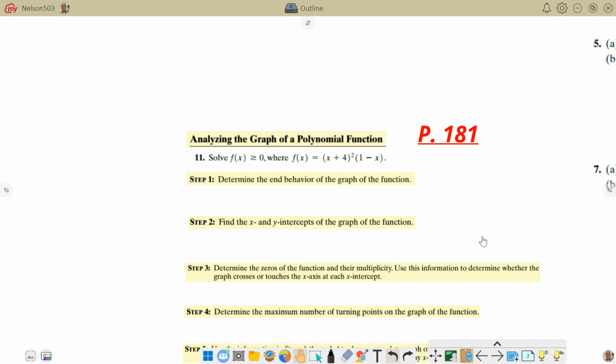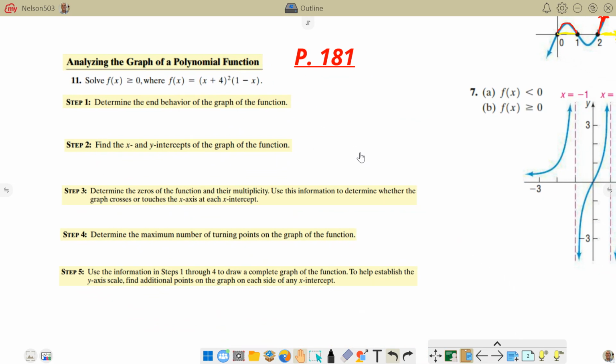Now, let's try that with a homework problem, okay? I'm going to run through this one real quick. I'm going to put a graph down, and then we're going to try to answer the questions about when it is greater than or equal to 0. So, determine the end behavior.